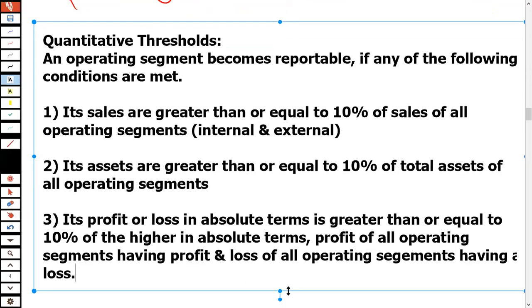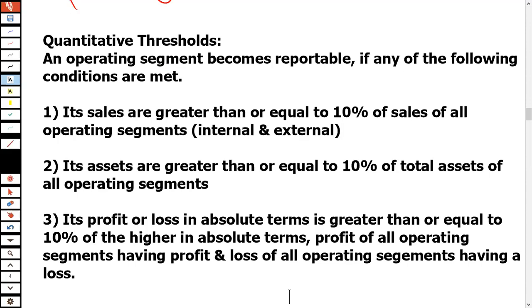I repeat, what exactly are these quantitative thresholds? They are the numbers laid down in IFRS 8. If an operating segment meets any of these conditions, one about the sales, one about the assets, and one about its profit or loss, then that operating segment becomes a reportable segment. So if any of these criteria is met, you need to make that operating segment a reportable segment.